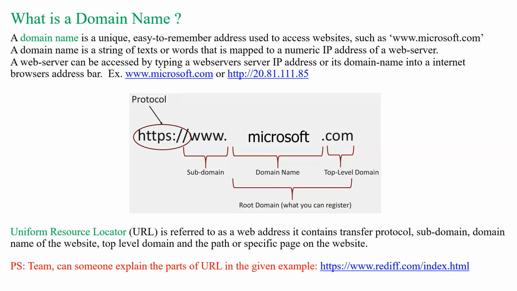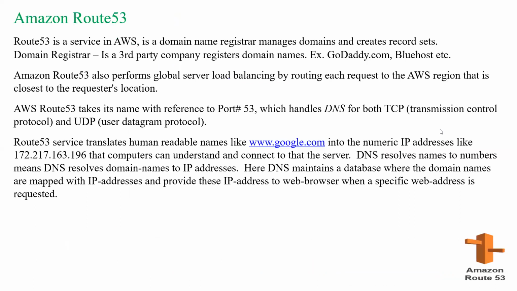So with this, we'll be able to understand much better about our today's topic, Amazon Route 53. So what is all about Amazon Route 53? Amazon Route 53 is a service in AWS Cloud. It is a domain name registrar who manages the domains and creates the record sets as well. So when we say domain name registrar, what is that? A domain registrar is a third-party company that registers domain names. Example, GoDaddy.com, Bluehost.com, or Amazon Route 53.